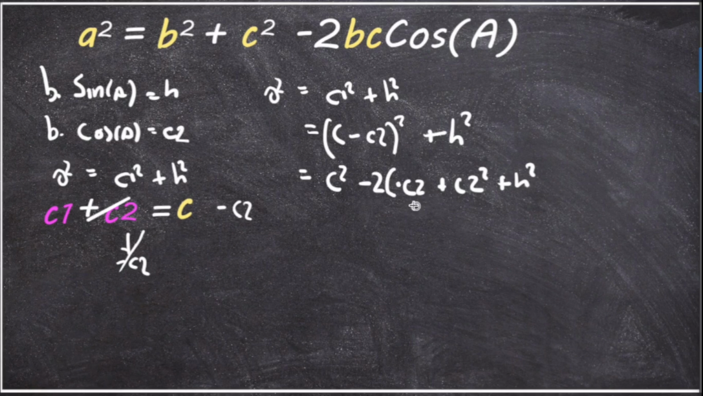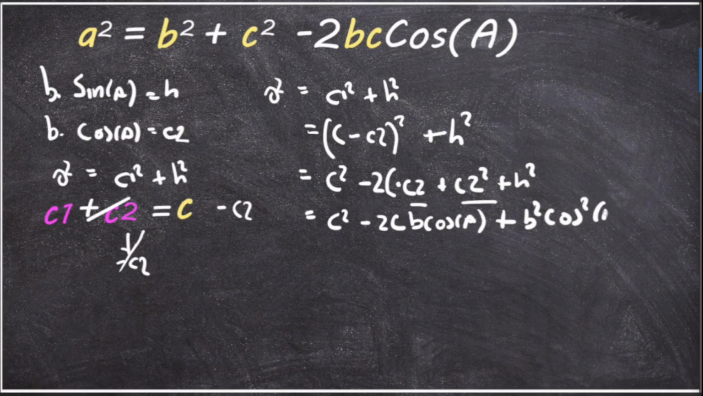Now we can translate the C2 and the C2 squared. So we get that all of this equals C squared minus 2C times, well, C2 is B times cosine of A. So that's B times cosine of A. And C2 squared must be B squared times cosine squared of A. So we add that. That's B squared times cosine squared of A. And we add H squared to that. And all of this equals A squared.